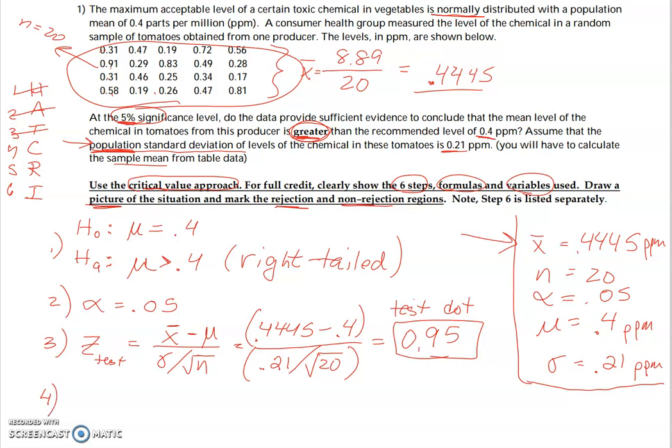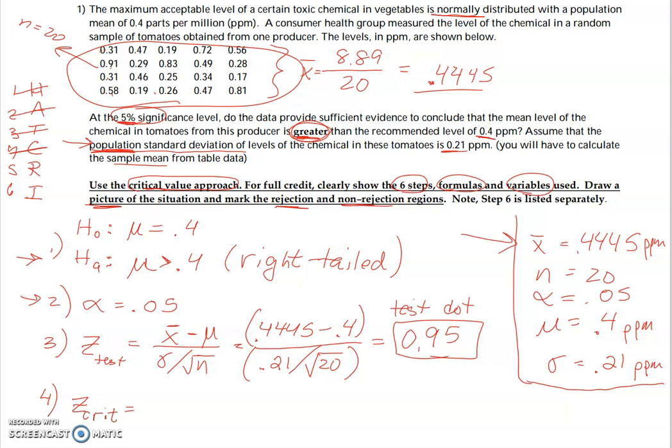Step 4, we need to get C, our critical value. So that's going to be a Z critical in this case because we're doing a Z test. At this point, you need to know two things to get the correct critical value. You need to know the significance level, and you need to know what kind of a test you're doing.